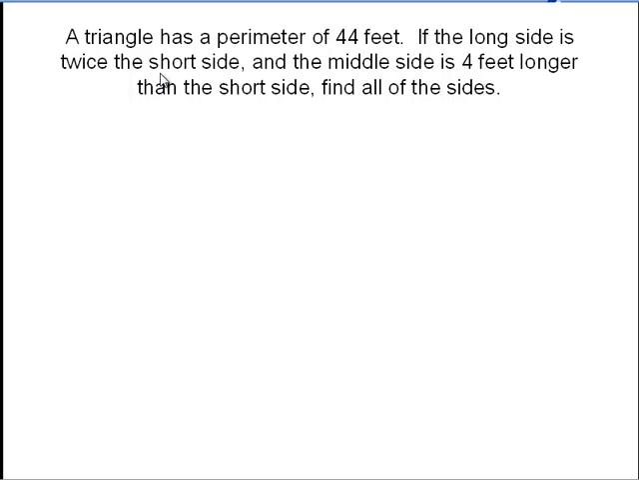Now suppose we have a triangle with a perimeter of 44 feet. The longest side is twice the shortest side, and the middle side is 4 feet longer than the shortest side. So I'm going to draw a triangle, and it doesn't matter what real shape it is. And I just need a short side, a middle side, and a longest side.